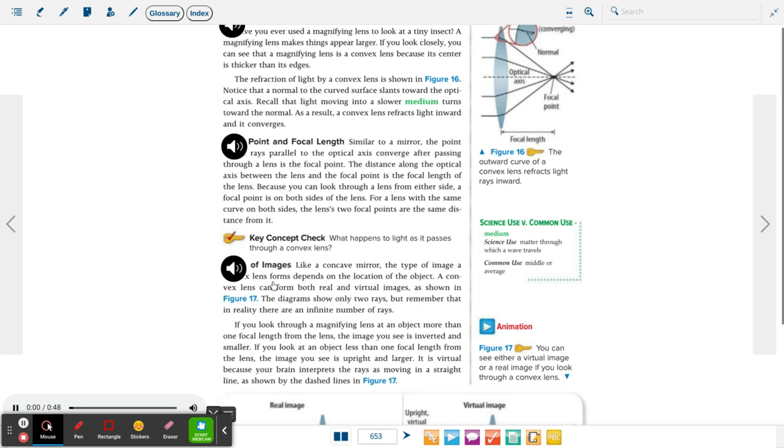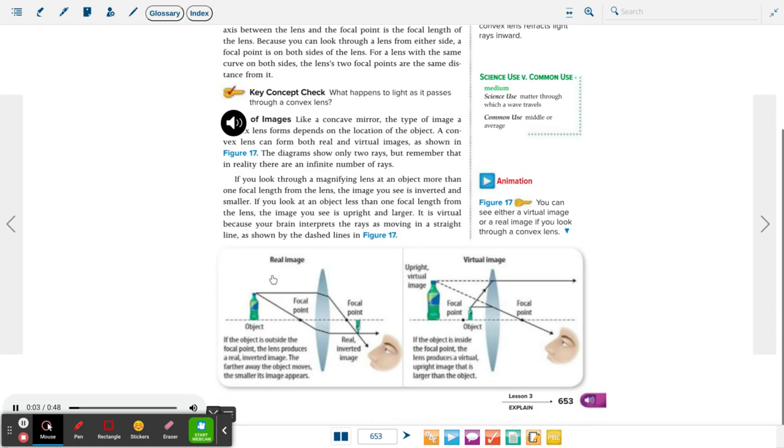Types of images. Like a concave mirror, the type of image a convex lens forms depends on the location of the object. A convex lens can form both real and virtual images, as shown in Figure 17. The diagrams show only two rays, but remember that in reality, there are an infinite number of rays. If you look through a magnifying glass at an object more than one focal length from the lens, the image you see is inverted and smaller.